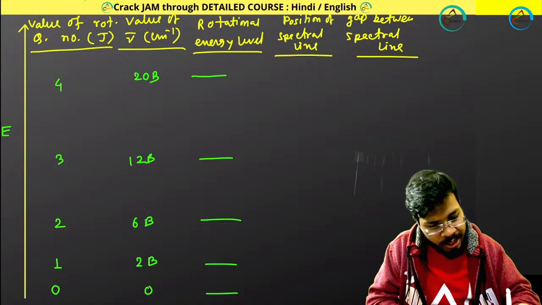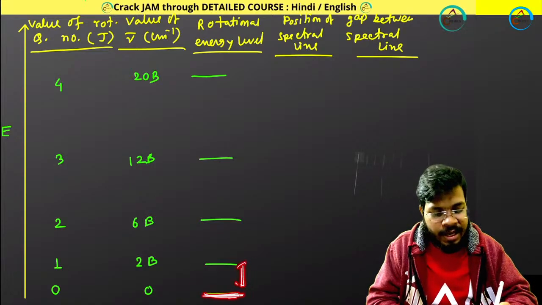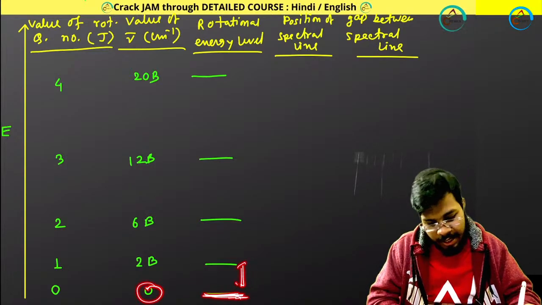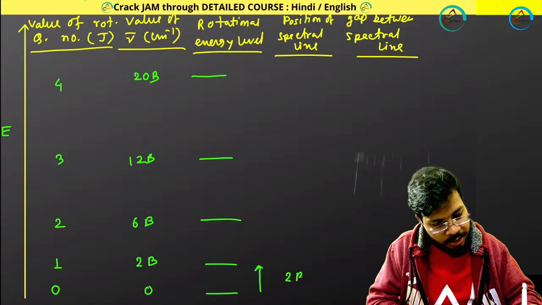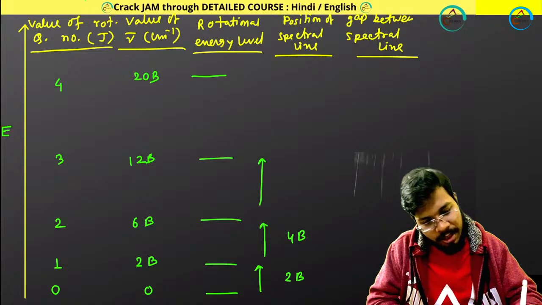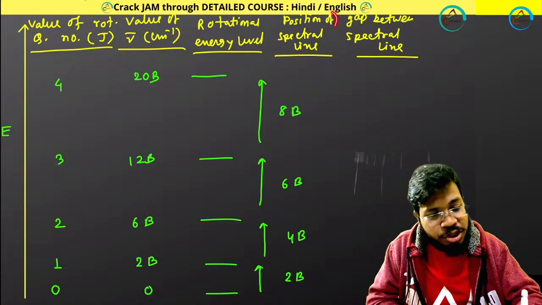So what is the difference between these energy levels? The first gap is 0 to 2B, so this energy gap is 2B. This energy gap is 4B. This energy gap is 6B. This energy gap is 8B. Okay, so these are the positions of the spectral lines.